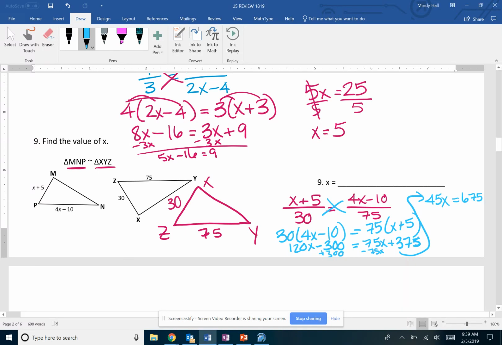So then when I divide 675 divided by 45, that gives me x equals 15. Again, they are wanting a value of x, so I don't have to do anything special with it. I just get x equals 15, and I'm done.